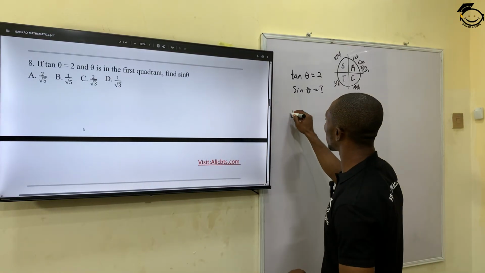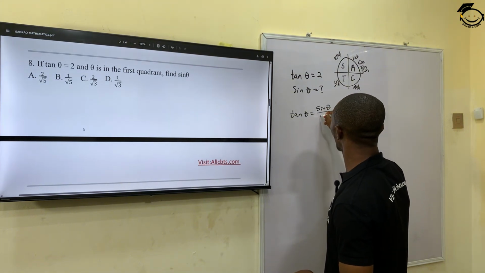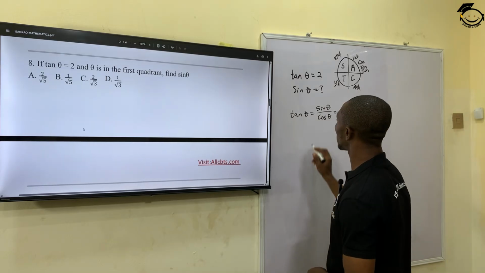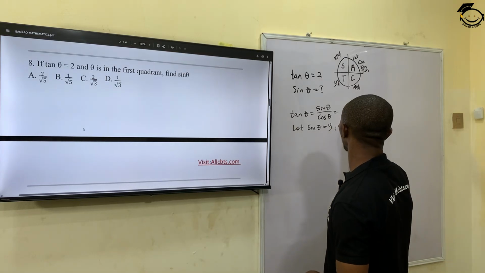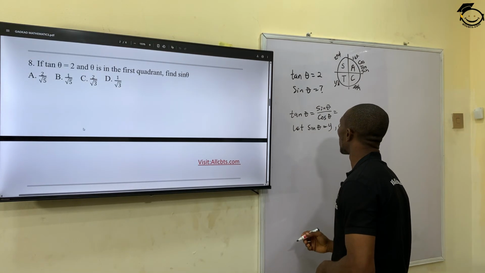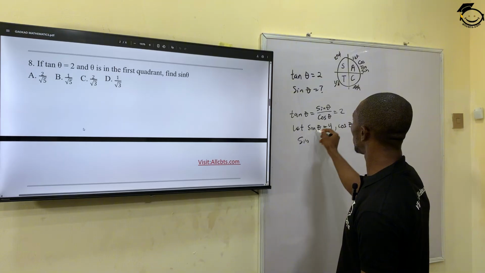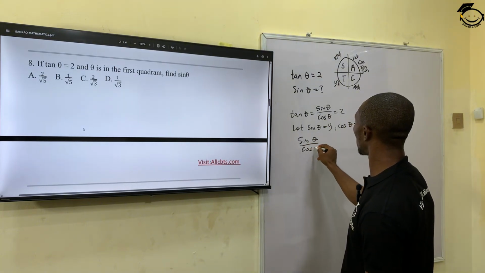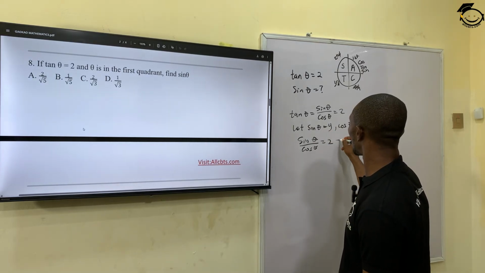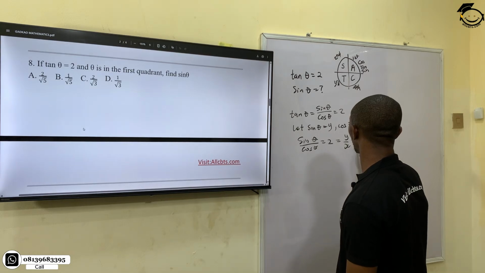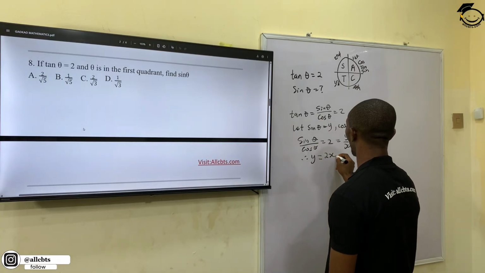And we know that tan theta equals sine theta over cos theta. Now let's say let sine theta be y and cos theta be x. Okay, so we know that our tan theta, which is now sine theta over cos theta, equals 2. So our value for sine is y over x equals 2. So therefore, y equals, since we're looking for sine theta, y equals 2x.